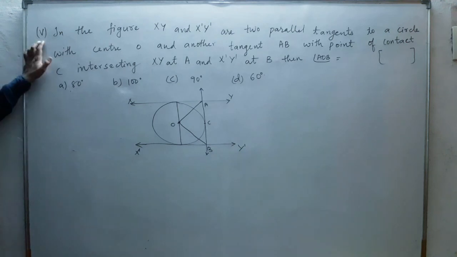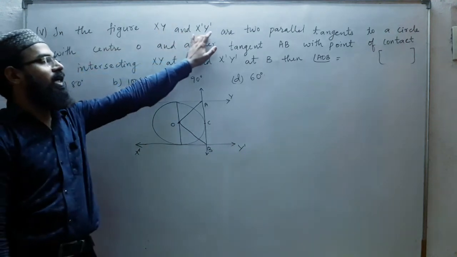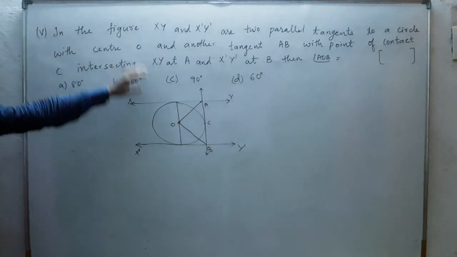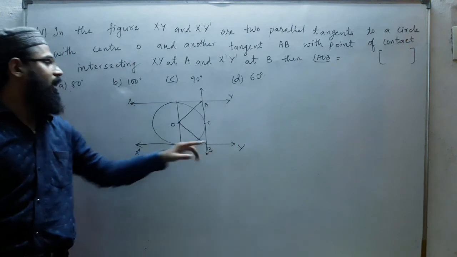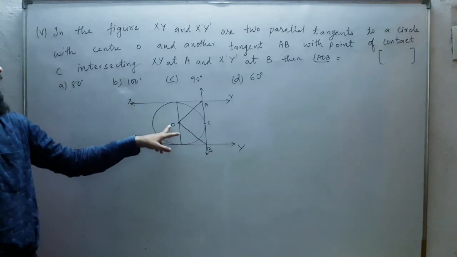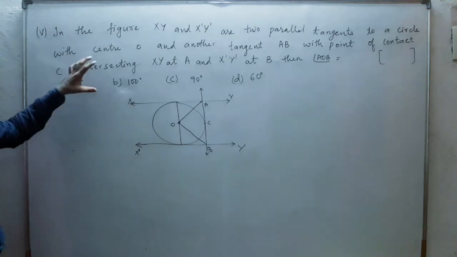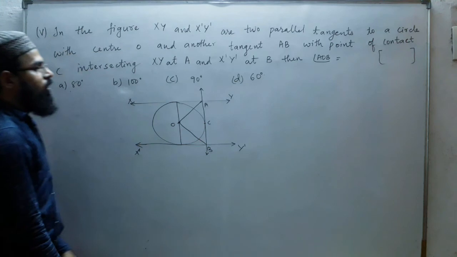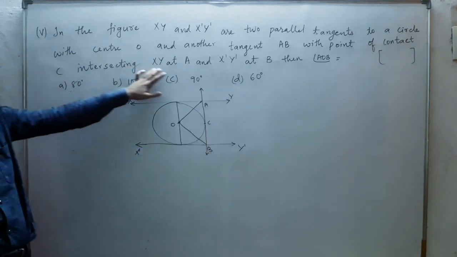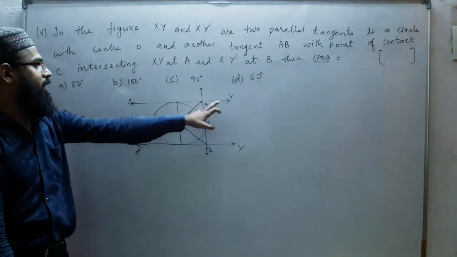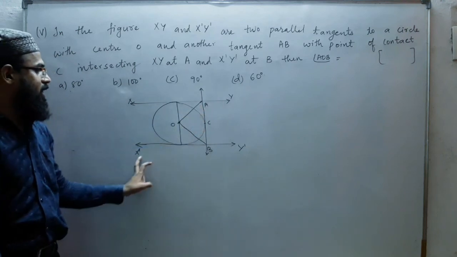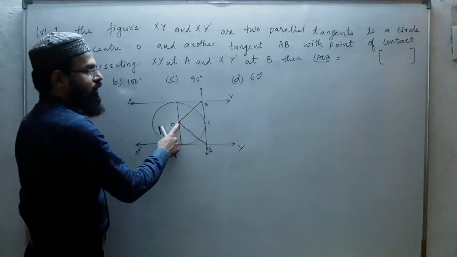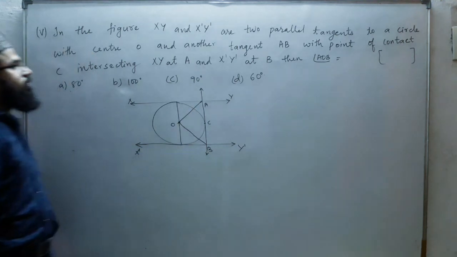Fifth bit. In the figure, xy and x dash y dash are two parallel tangents to a circle with center O. xy and x dash y dash are two tangents with the center O, and another tangent AB with point of contact C intersecting xy at A and x dash y dash at B. Then we have to find angle AOB.